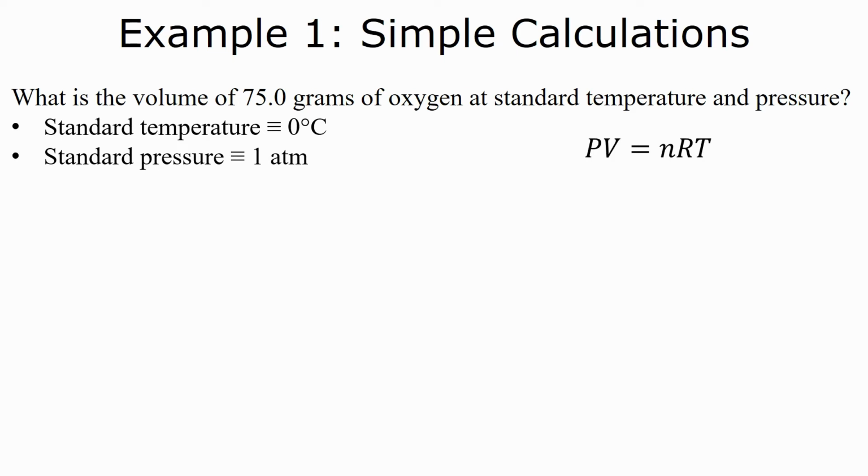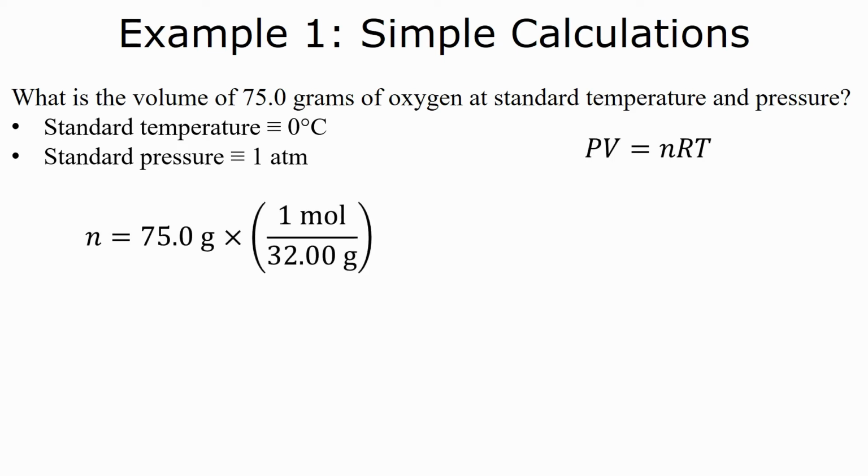So, first off, we need to convert this mass to moles, and you need to use the proper molar mass of oxygen. You need to use the molar mass of diatomic oxygen, 32 grams per mole. With this information, we can calculate the number of moles of oxygen, and then we need to rearrange PV equals nRT and solve for volume. So once we have that new equation, we just have to plug everything in.